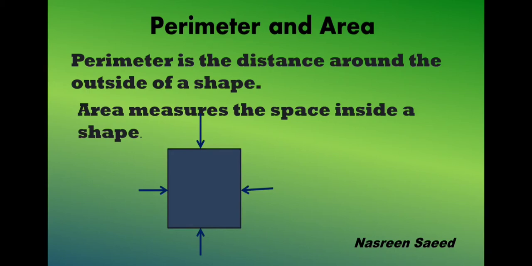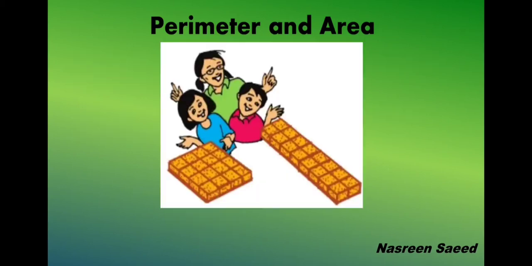So outside the boundary is called perimeter. When we add up all the 4 sides or 3 sides, we get the perimeter, and area is the space which is occupied inside the figure, that is the area. Now we'll see an example.